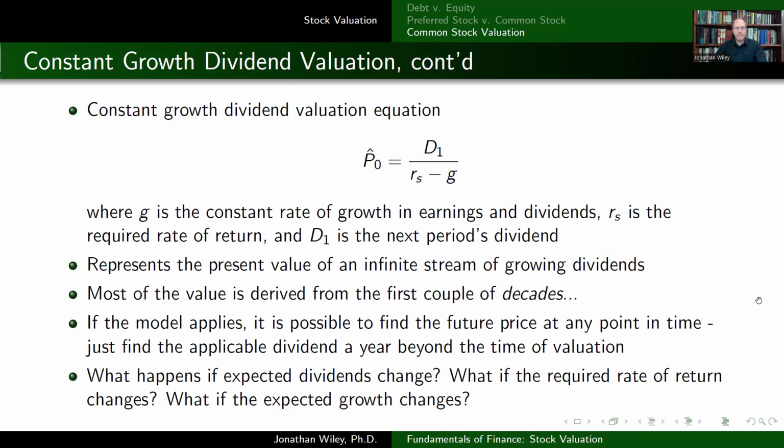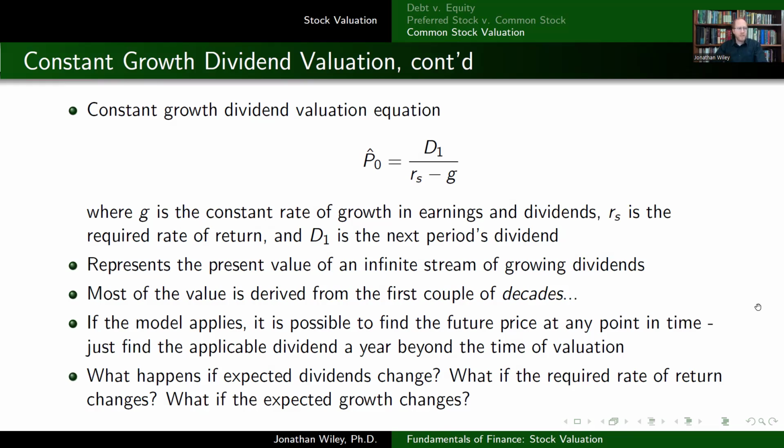Now, the reason why I'm emphasizing that is that it's not necessarily a great feature, because if you think about it, how much do we really know about the prospects of a firm decades from now, right? So that's actually a little bit of a downside for this. It is sensitive to what we think is happening maybe 10, 20 years from now. So that's not necessarily great.